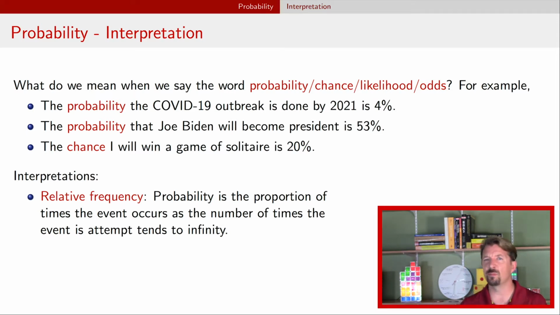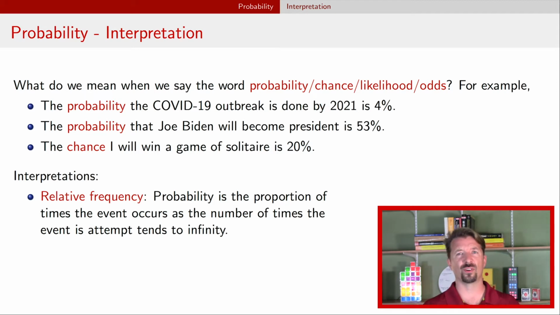And so this really makes sense in the context of the third example that I have. What's the chance that I win a particular game of solitaire, right? I can imagine myself going and replaying that game of solitaire over and over and over and over and over again. And perhaps on average, I win it 20% of the time. And so that's a relative frequency interpretation.